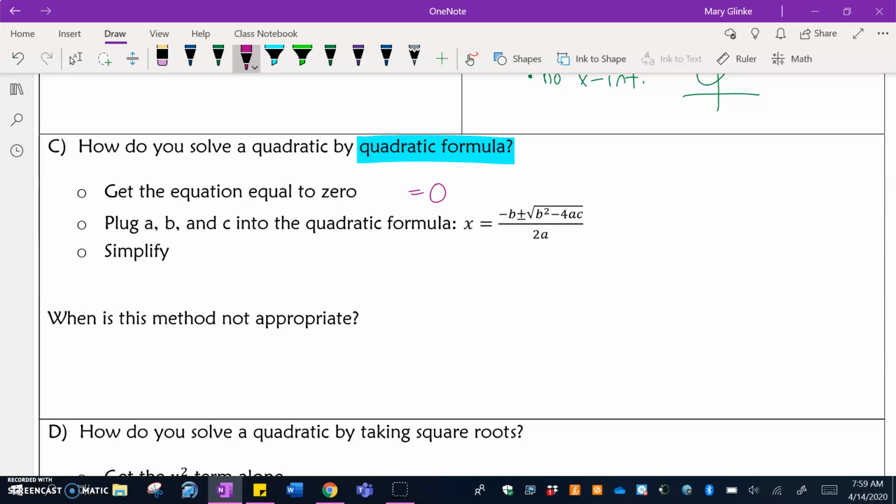So when is this method not appropriate? It's when the other methods work or are shorter or faster. That would make them a little bit easier to use than the quadratic formula. However, the quadratic formula will always work.